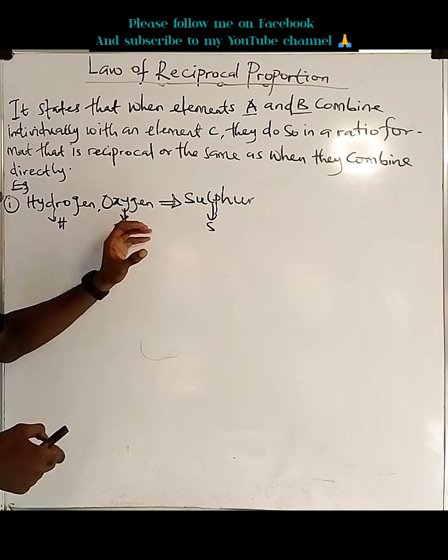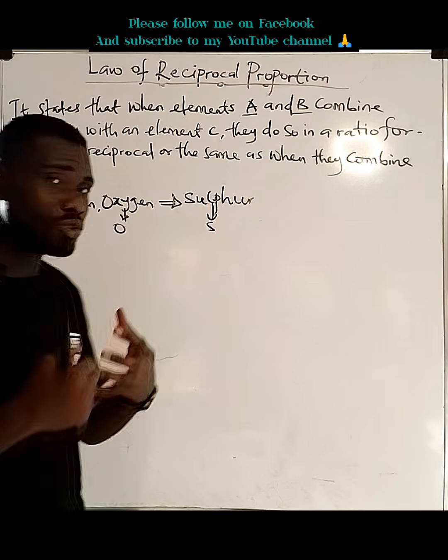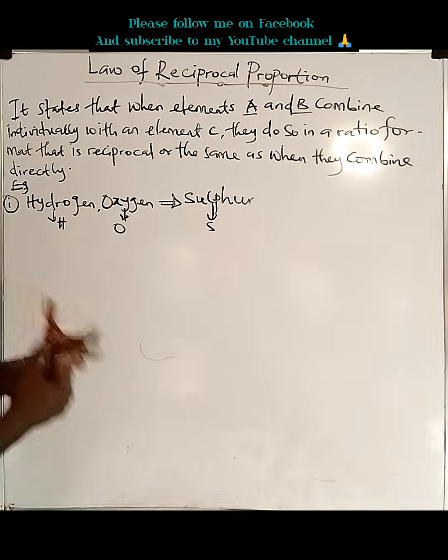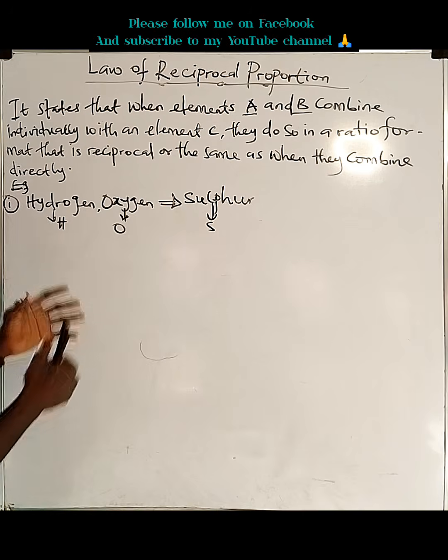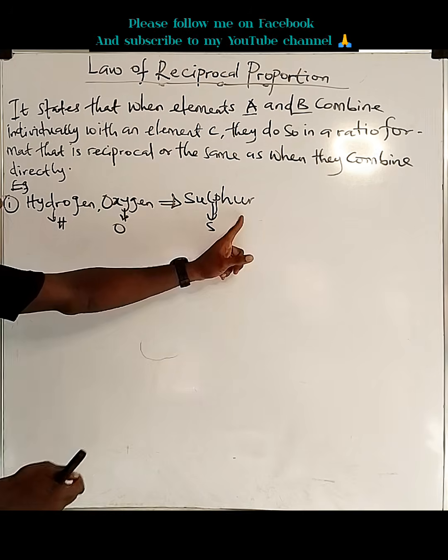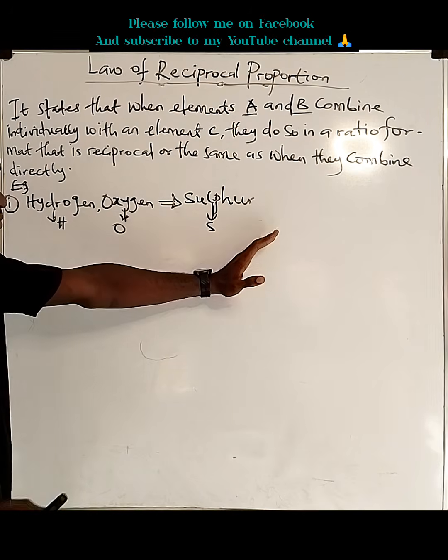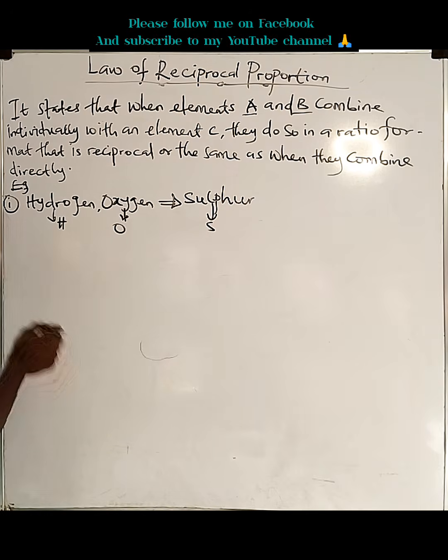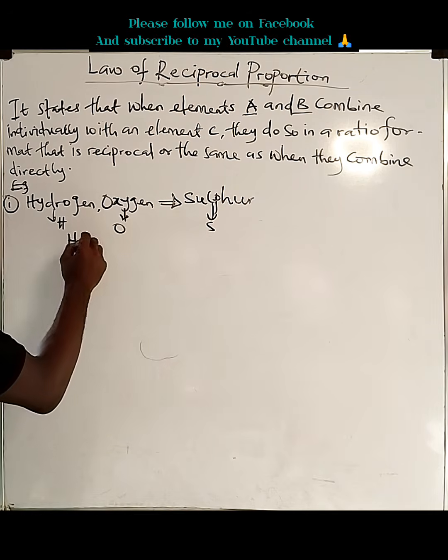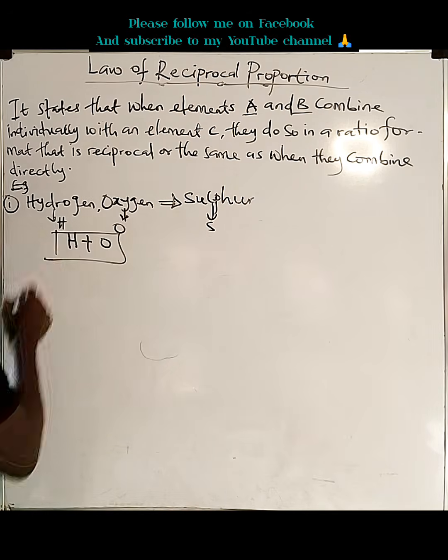Now, when hydrogen and oxygen combine together, if you look at the ratio of combination, we're going to be comparing the ratio of combination when it comes to hydrogen combining with sulfur and oxygen combining with sulfur. So we're going to be doing that. First of all, hydrogen and oxygen, let's look at that. Hydrogen plus oxygen having a combination.